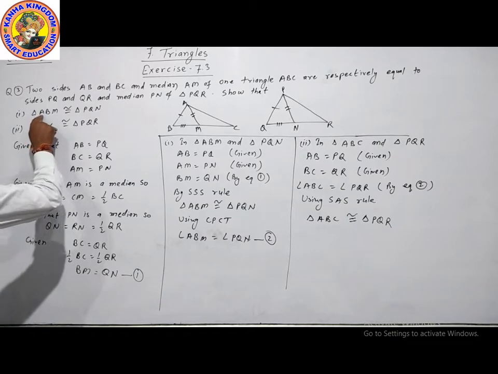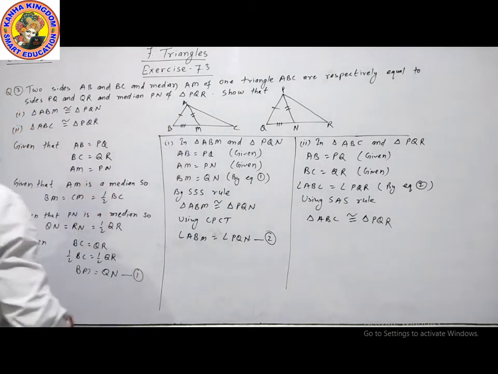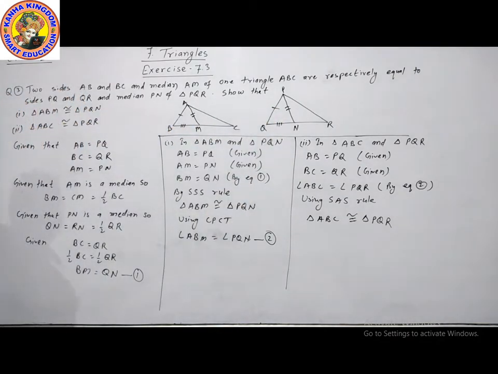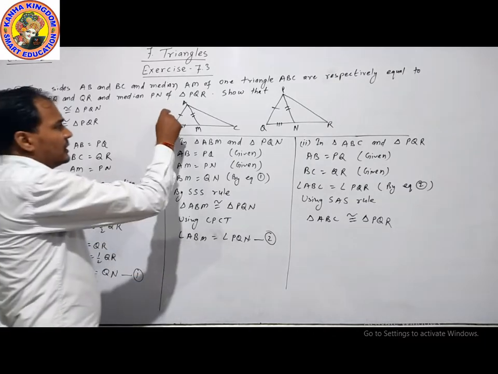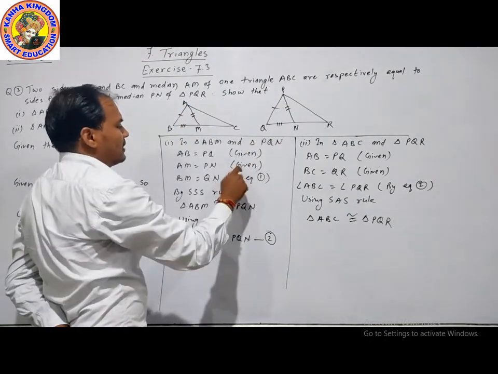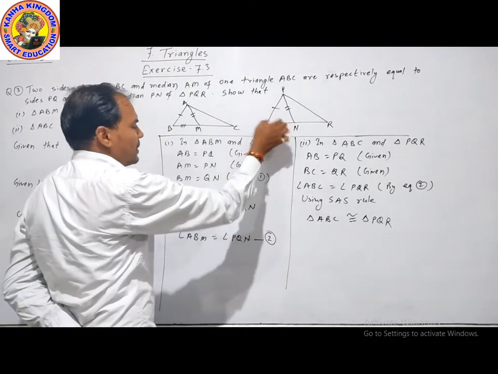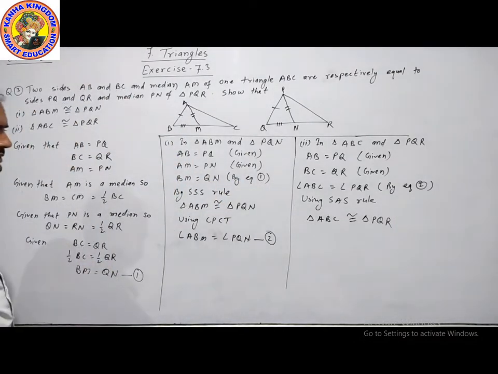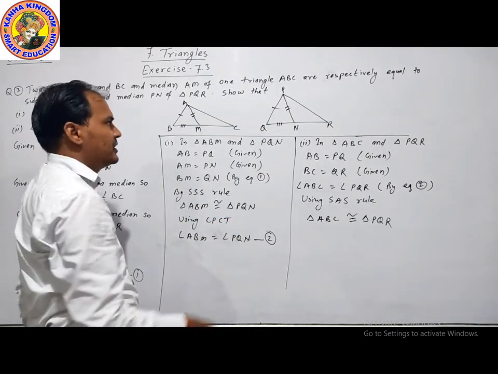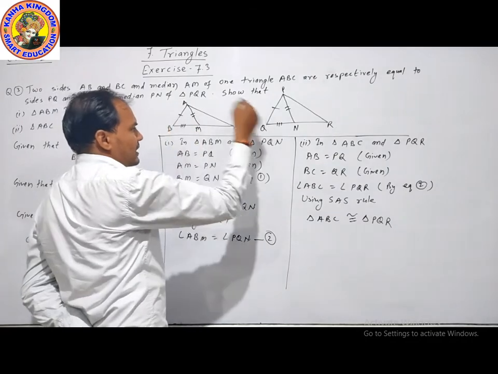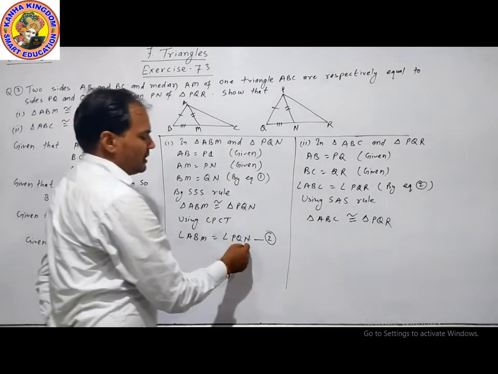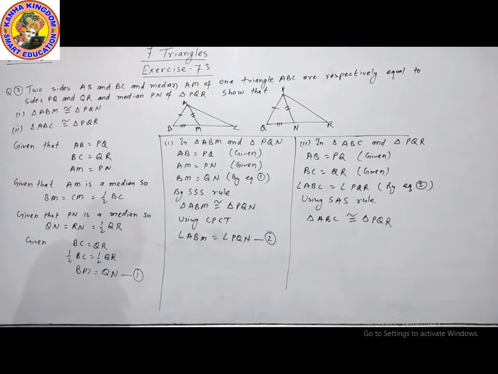Question number first, triangle ABM, this is the small one, and triangle PQN, this is the small one. These triangles are congruent. AB PQ equal, given in your question, AM PN equal, given in your question, BM QN already proven by equation first. So using the SSS rule, these triangles are congruent. By CPCT we can say that angle B and angle Q are also equal. So angle ABM is equal to PQN.